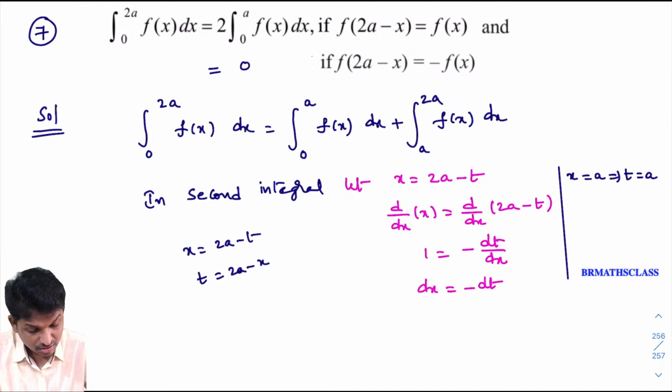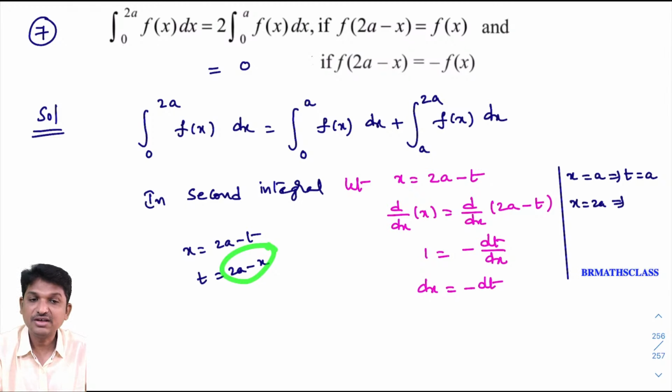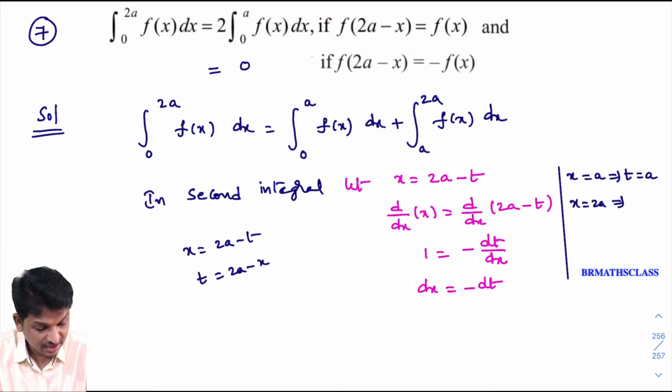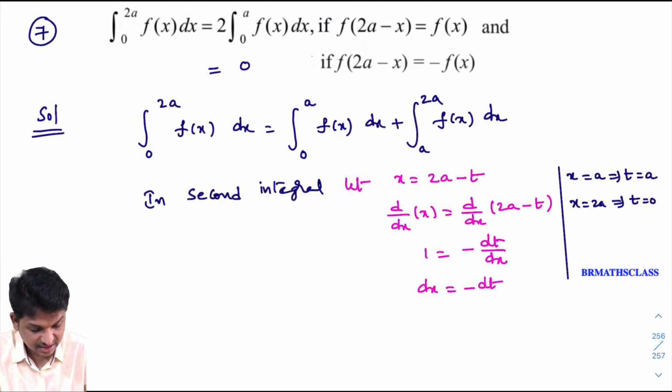Okay. Now the lower limit is over. Now the upper limit. What is the upper limit here? Upper limit is 2a. If x equal to 2a, put x equal to 2a in this. 2a minus 2a is 0, right? t equal to 0, right?